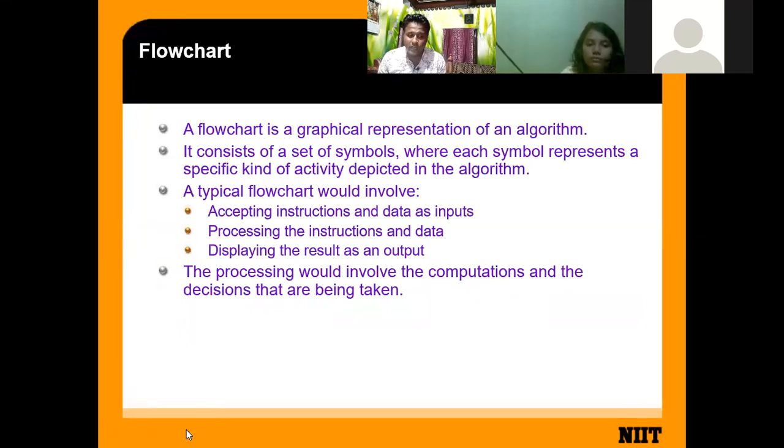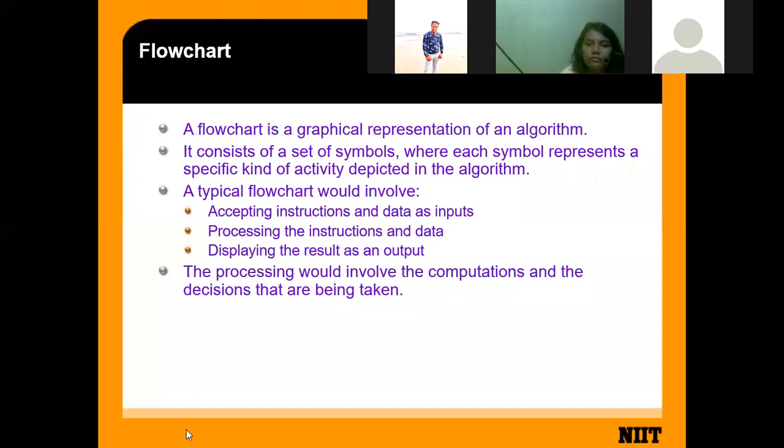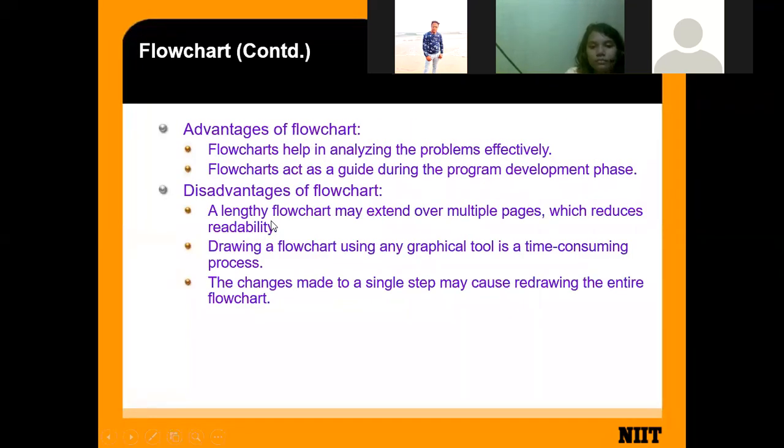Next comes another part called the flow chart. Flow chart means it represents the logic in the form of symbols. So you have to represent the logic in the form of a symbol.